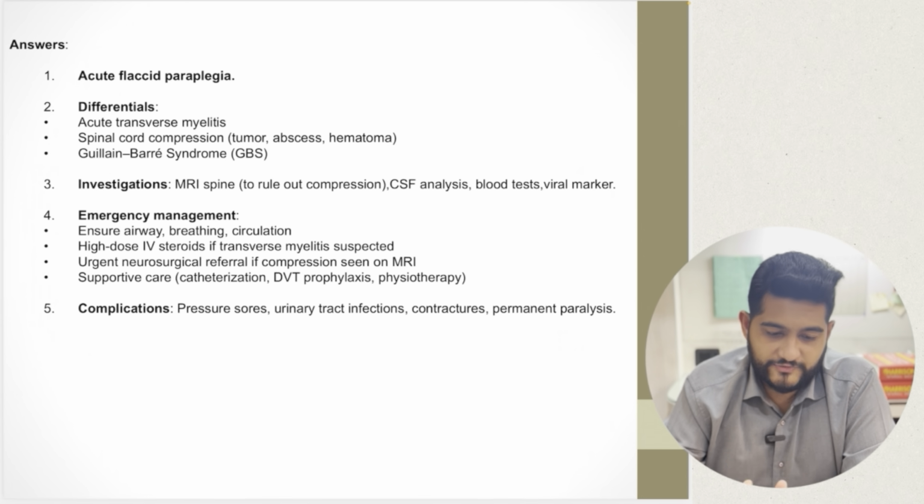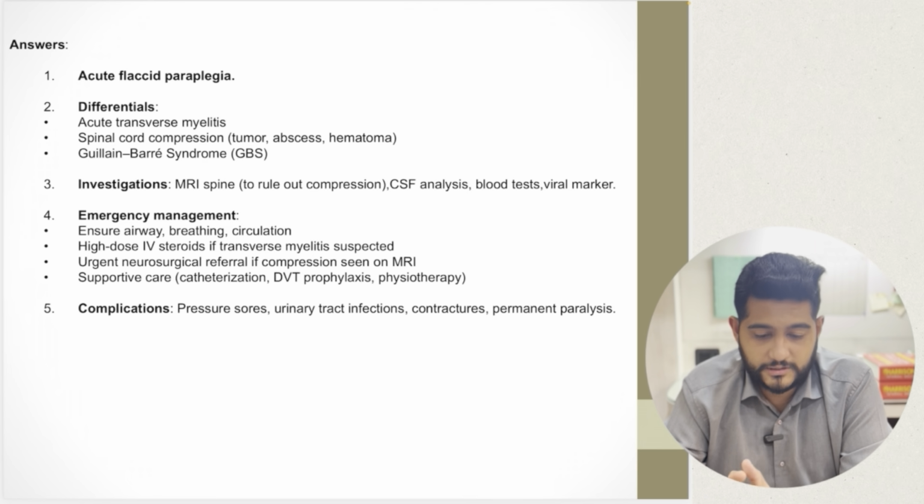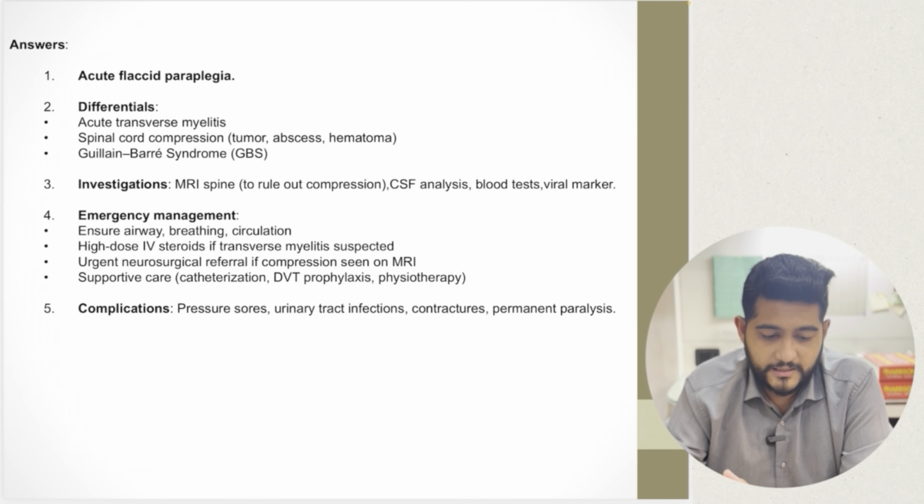So the answer is acute flaccid paraplegia. As per the history, the reflexes are not there, the tone is reduced, and differentials are definitely acute transverse myelitis, spinal cord compression, and GBS. Investigations to do is MRI to rule out the compression, which is very important, CSF analysis, blood tests, and viral markers. And the emergency management is to ensure airway, breathing, circulation as the first step. High dose IV steroids if transverse myelitis is suspected.